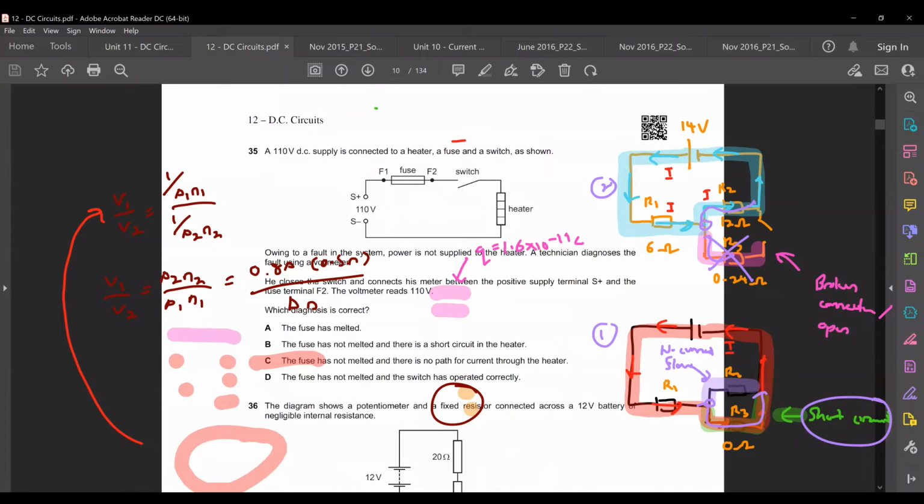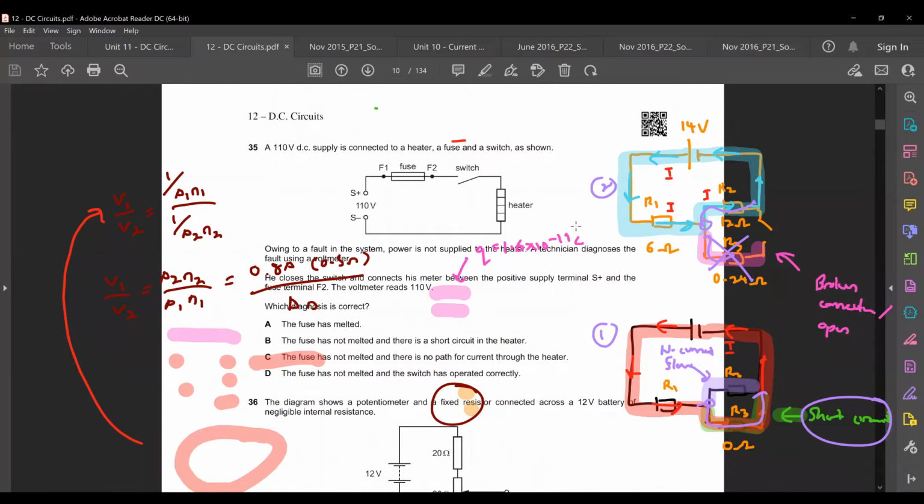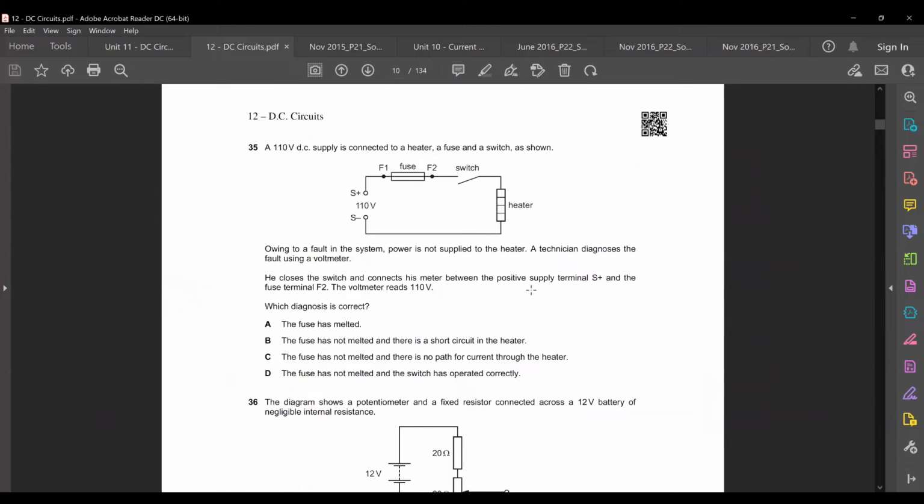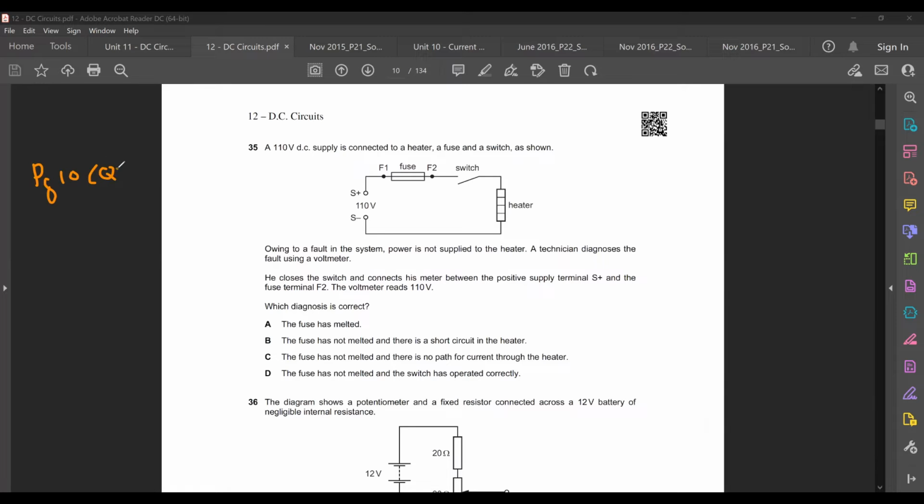Is it page 10? Oh yeah. I'll just clear all the drawings that you have here. Have a look at page 10, question 35. This one has something to do with short circuit also. It wants you to look at how to deduce certain things. So look at this question.